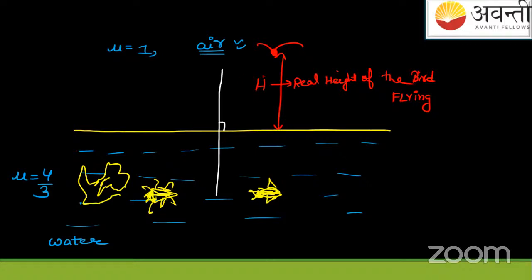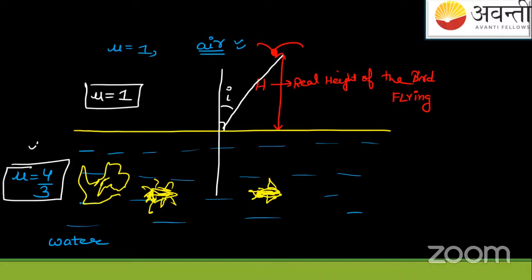Okay, let us make the ray diagrams. Let us observe what happens if we are observing this bird from the water. If the fish is here, and the rays from the bird are coming like this, this is i. We know this is the medium which has the refractive index 1, and this is the medium which has the refractive index 4/3. I repeat: above is the medium with refractive index 1, and below is the water with refractive index 4/3.